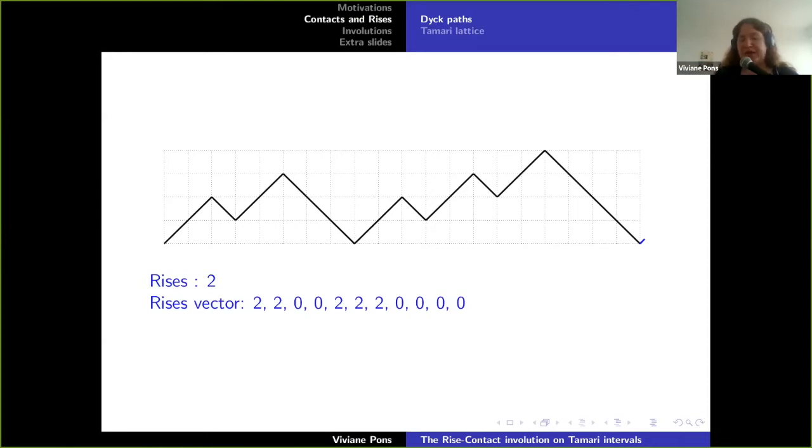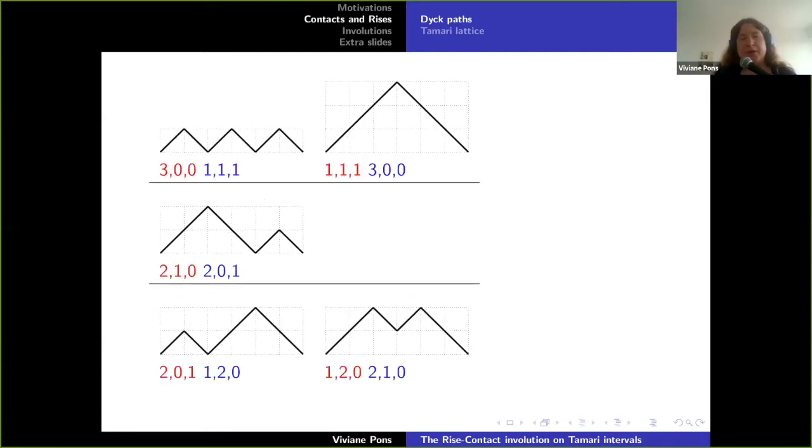And these two vectors have an interesting symmetric property. If I look at the list of all Dyck paths of size 3, I've written for all of them the contact vector in red and the rise vector in blue. And there is a symmetry. I'm doing a coupling of the Dyck paths. The two Dyck paths up go together, the two Dyck paths down go together, and the one in the middle goes to itself. If you look at the one on the left and the one on the right, we're actually switching the contacts and the rises.